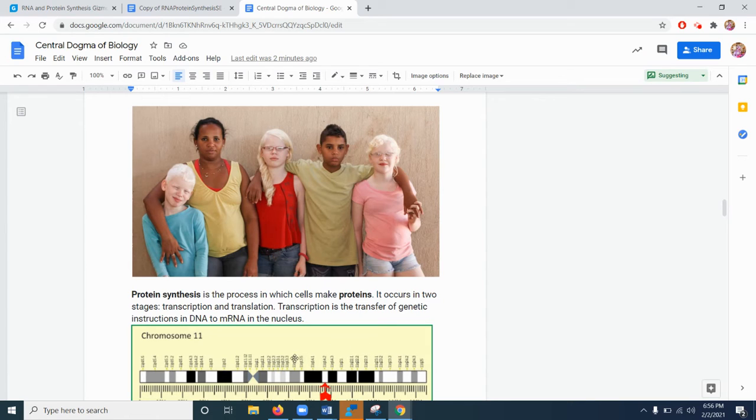So let me read to you the definition. It says, protein synthesis is the process in which cells make proteins. It occurs in two stages, transcription and translation. Transcription is the transfer of genetic instructions in DNA to mRNA in the nucleus. So kind of complicated, lots of terms, but after this, you're going to learn exactly what that means.